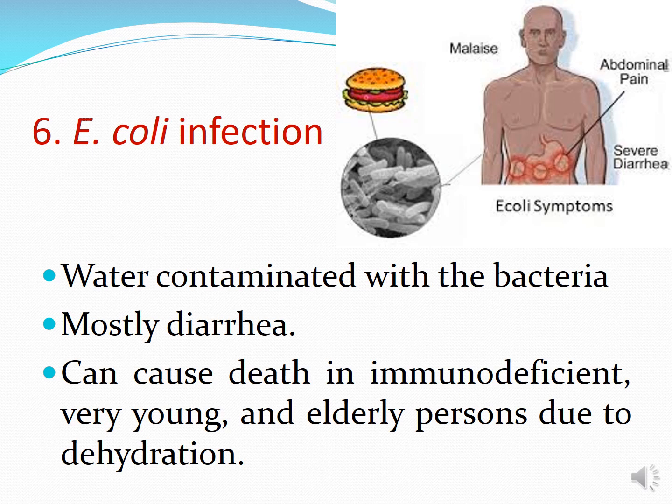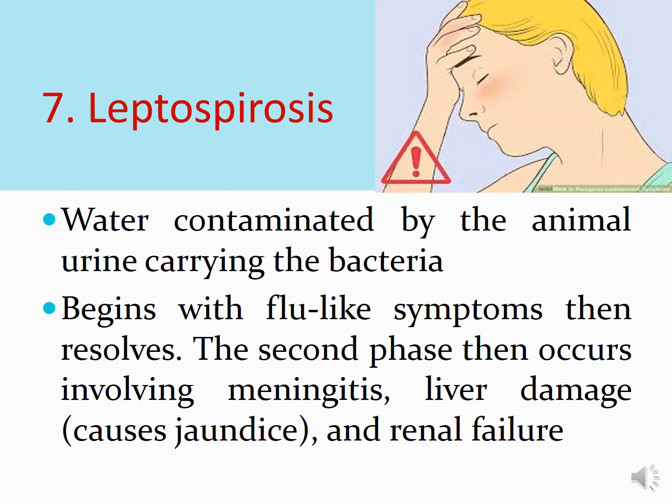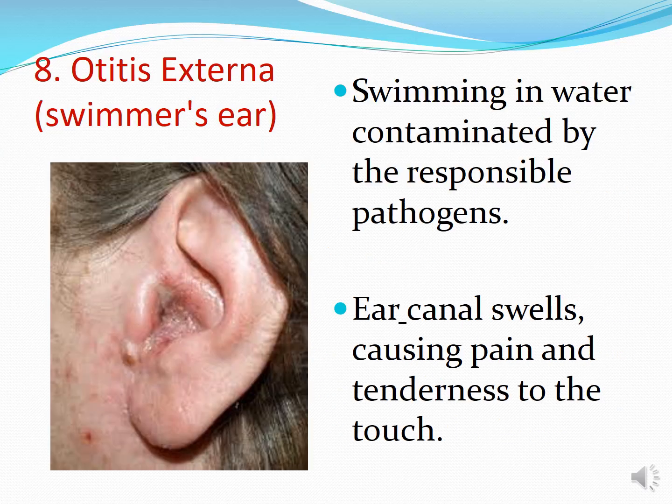The seventh problem is Leptospirosis and is transmitted by the contaminated water. Water contaminated by the animal urine, which carries the bacteria, becomes the source of infection. It begins with flu-like symptoms and then it gets resolved. The second phase then occurs involving meningitis, liver damage, and renal failure will be the cause of death ultimately.